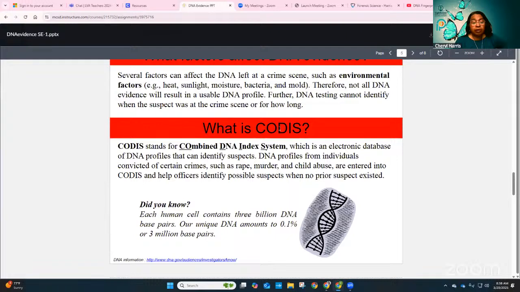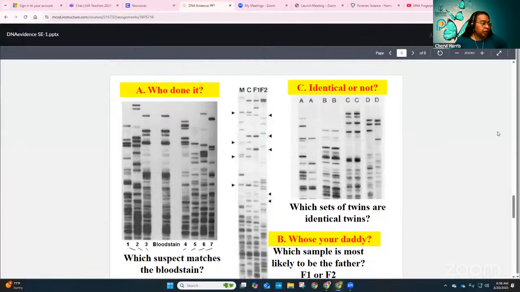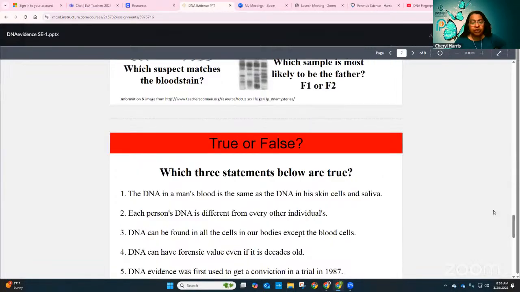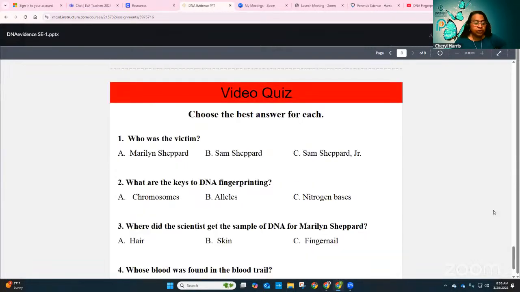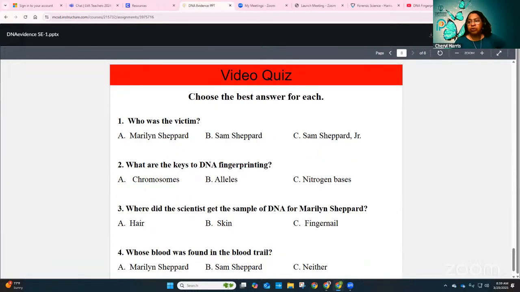All right, we introduced the word CODIS, and we'll talk about that in the next two modules as well. And this is where your answering assignment started. You had to answer A, B, and C. You had to do the true false, and you had to do the quiz questions from the video. All right, so I'll give you another 10 minutes to complete that.